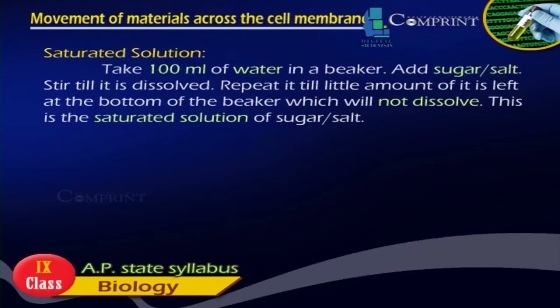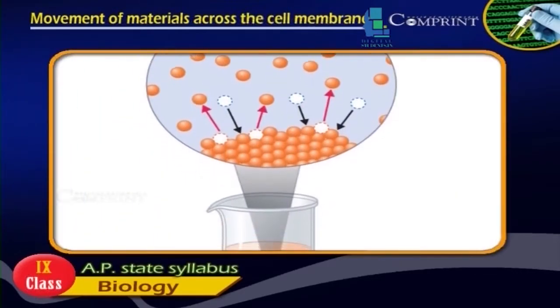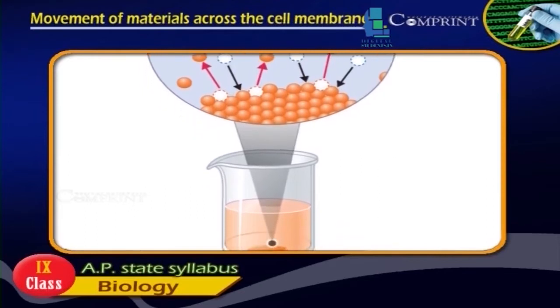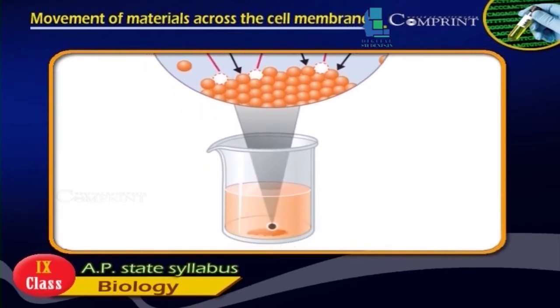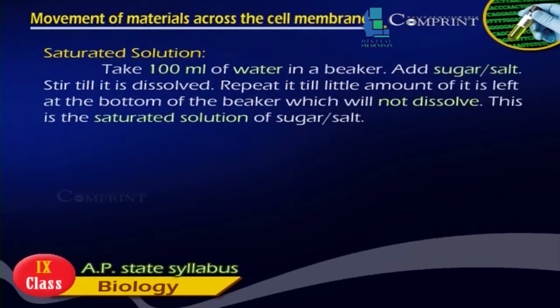Saturated solution. Take 100 ml of water in a beaker. Add sugar or salt. Stir till it is dissolved. Repeat it till a little amount of it is left at the bottom of the beaker, which will not dissolve. This is the saturated solution of sugar or salt.